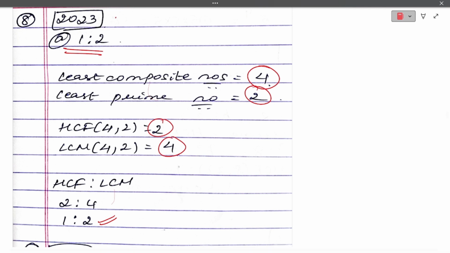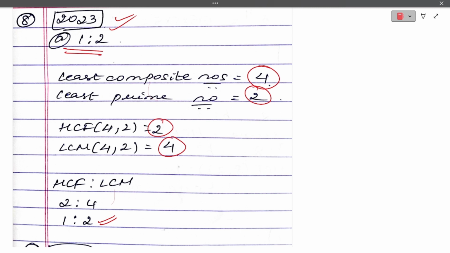Let me now tell you the options. This was asked in 2023. Option A we have 1 is to 2. Option B we have 2 is to 1. Option C we have 1 is to 1. Option D we have 1 is to 3. Upon simplifying, you get your answer, which corresponds to option A. Any doubts? Well, let's move ahead.